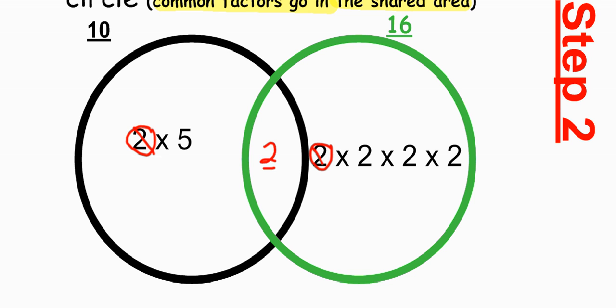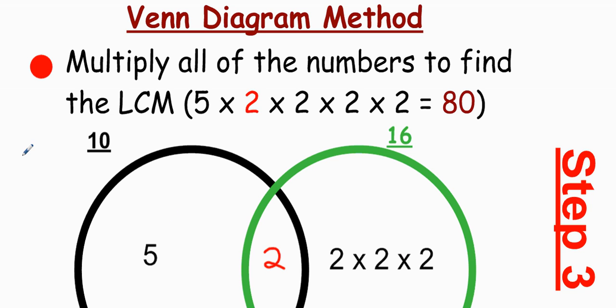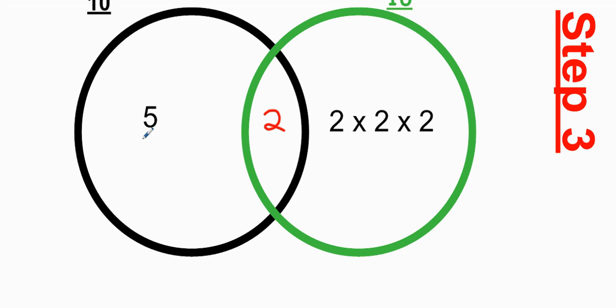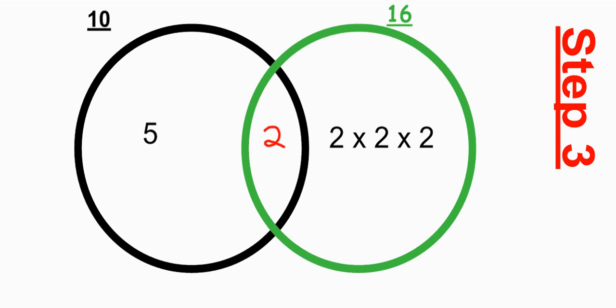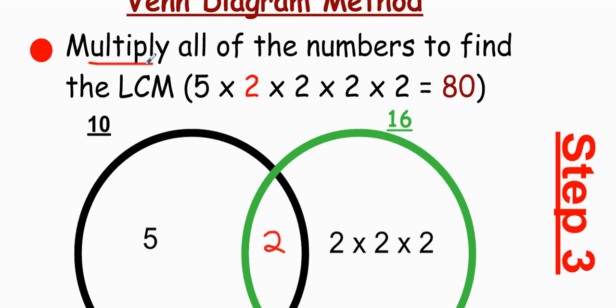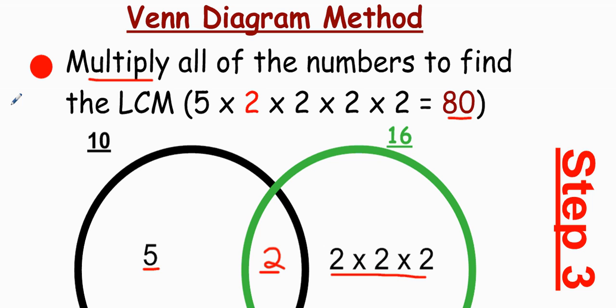That's the second step. The final step is we're actually going to erase that 2 that was outside that we circled and crossed out. And now we need to multiply all of the numbers together to find the least common multiple. So we're multiplying what's left over in this circle, the number they have in common, and what's left over in this circle. And when you do this, you end up with the least common multiple of 16 and 10, which is 80. That was the Venn diagram method. It really helps you to see what's taking place when we're finding least common multiple.